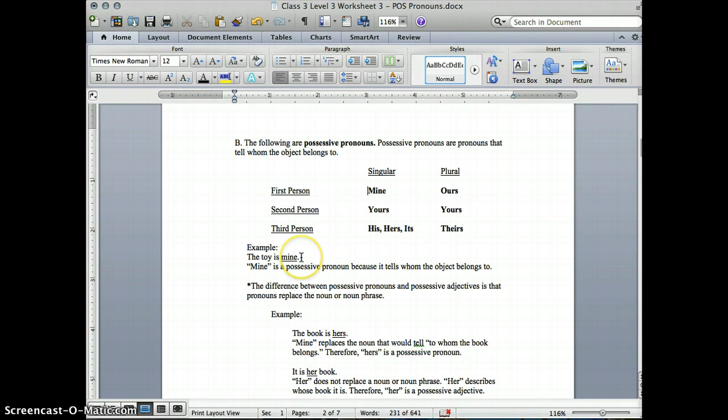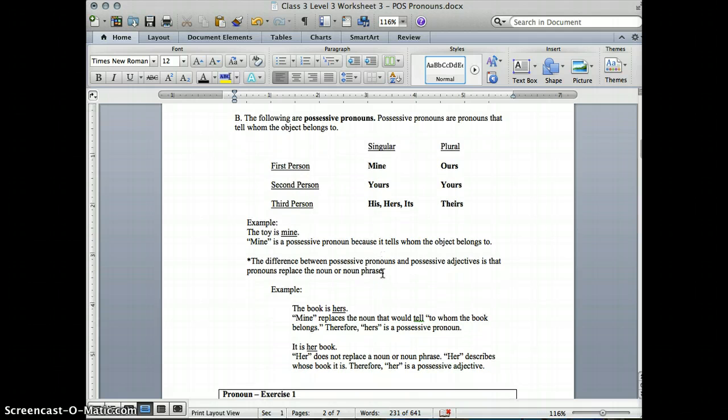The toy is mine. Mine is a possessive pronoun because it tells to whom the object belongs. The toy is mine. If you wanted to say it is not mine, it is someone else's, you could say the toy is hers or the toy is his, and that would change based on who you're talking about.